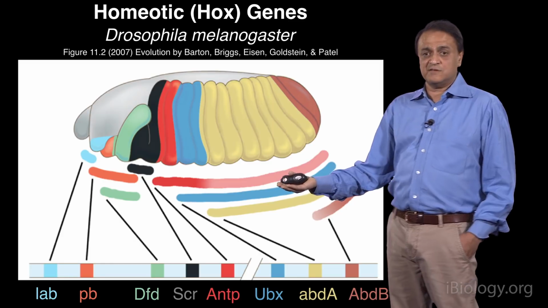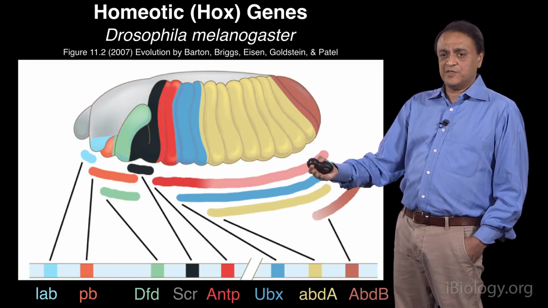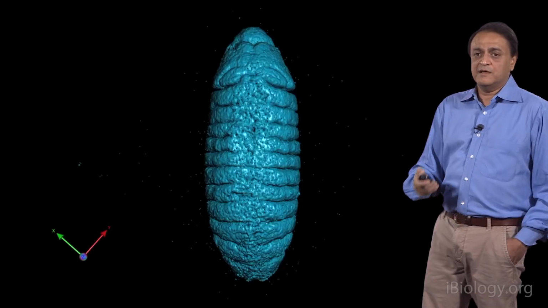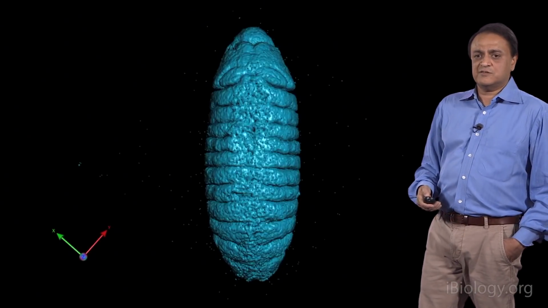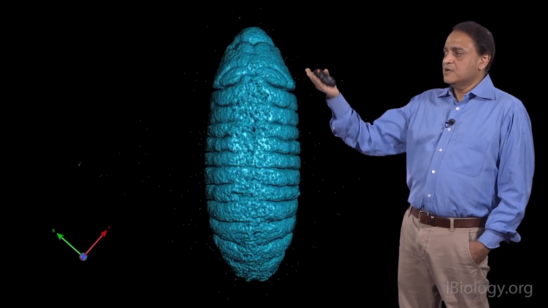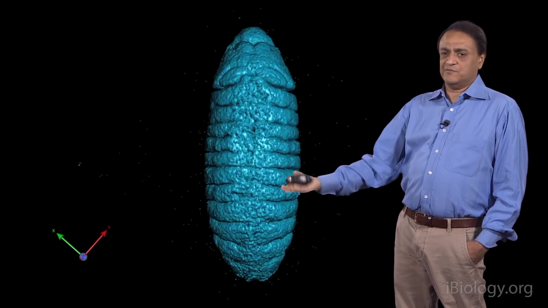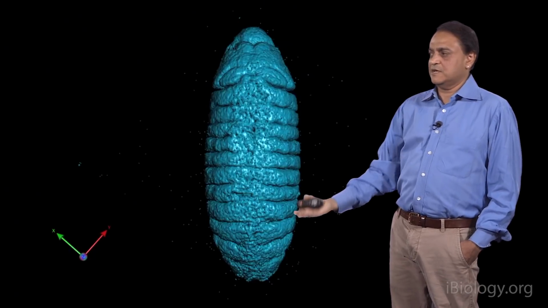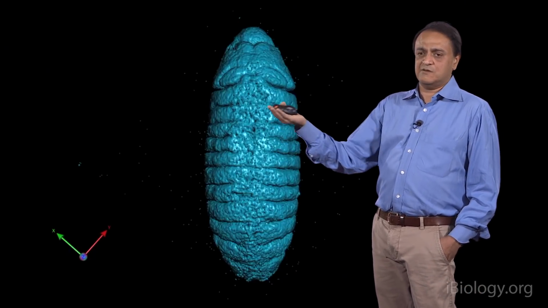So they don't change the number of segments or repeats of the animal, but they cause their identity to be shifted. So here's just an illustration of how these genes are expressed. In this case, it will be a particular example, UBX. So now I'm showing you a ventral view of the fly embryo. The head is up here, the tail is down here. The grooves you see here are the segments.